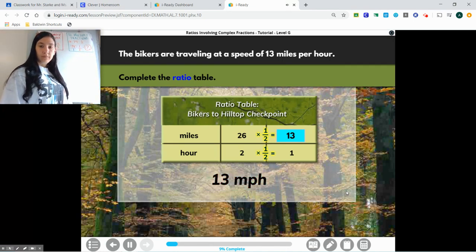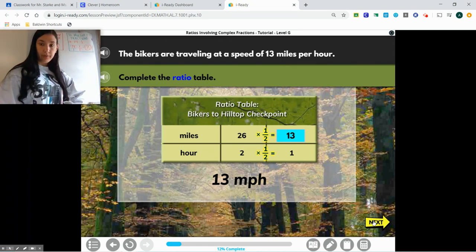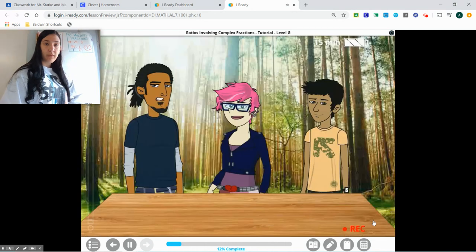Not bad for traveling uphill. So our goal here is to understand that dividing by 2 is the same thing as multiplying by 1/2. So dividing by 3 would be the same thing as multiplying by the reciprocal of 3, which is 1/3. And so on and so forth.